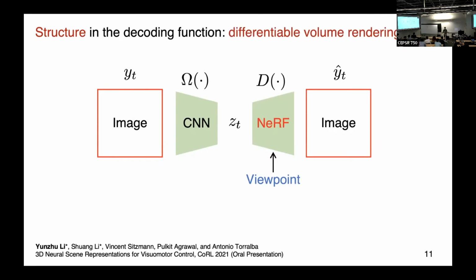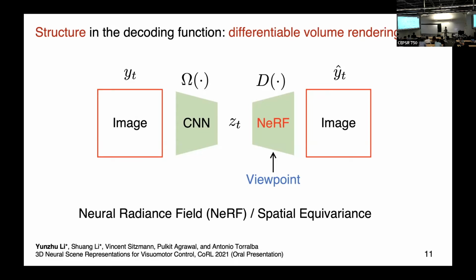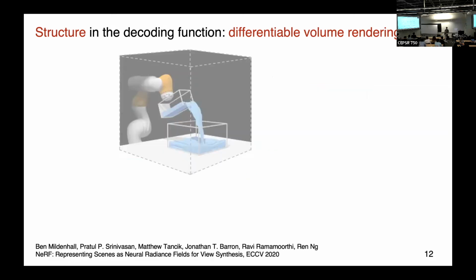In this work, we propose to use differentiable volume rendering, which is essentially the basis of neural radiance fields, and is very good at providing spatial equivariance to the system. And here is how it roughly works. Here is the setup with the model. We have a camera looking at the environment.